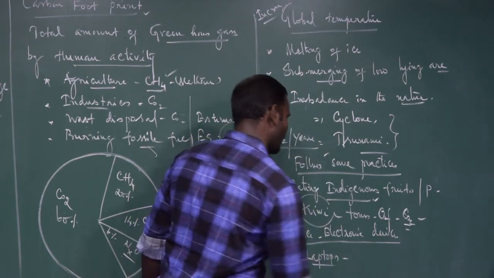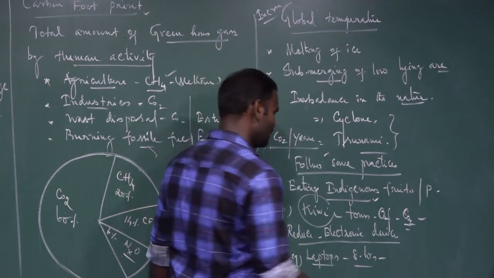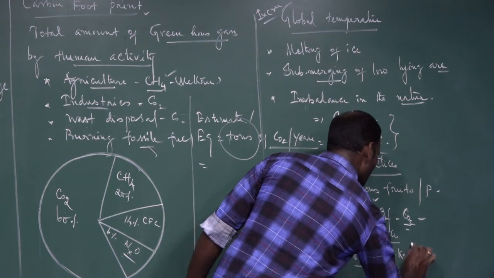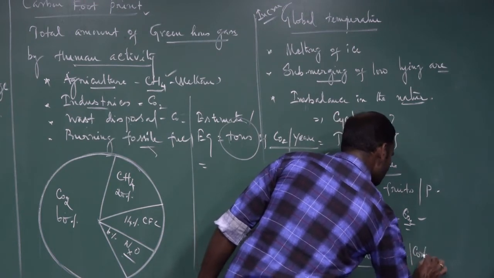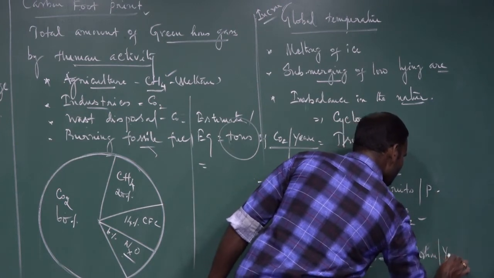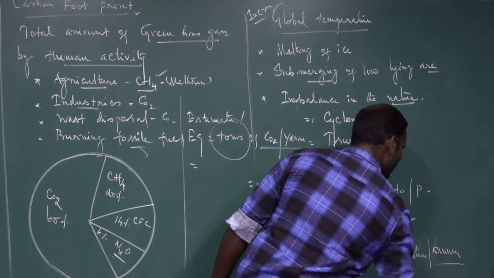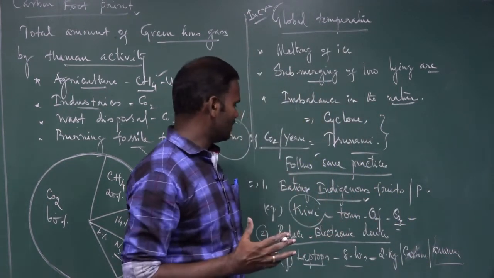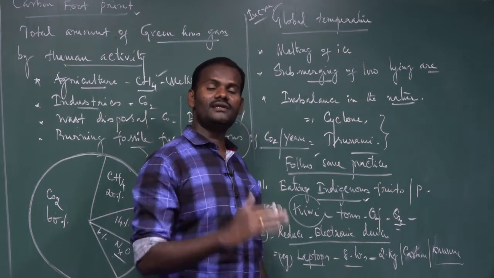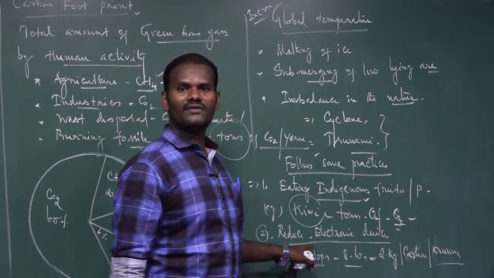When we use the laptop for 8 hours continuously, it indirectly releases 2 kilograms of carbon per year, per annum. I mean, annually 2 kilograms of carbon is released when we use the laptop continuously for 8 hours. So that is why we should reduce the use of certain electronic devices also.